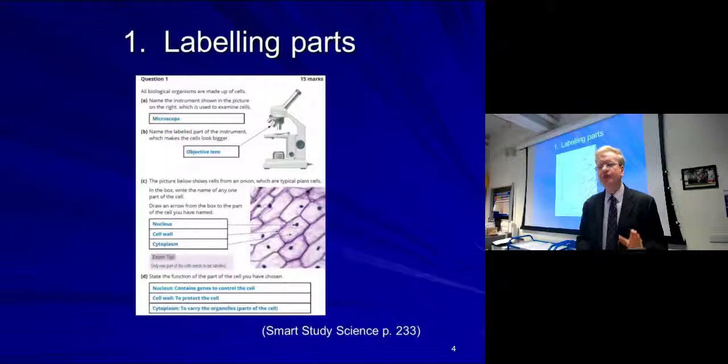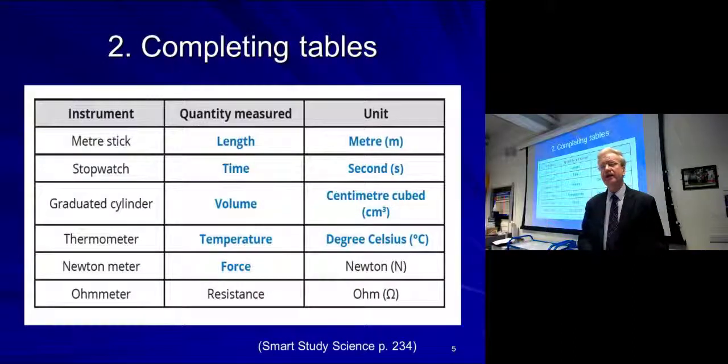There are a number of different categories. The first category is where you're simply asked to label parts of diagrams. As you can see there, labeling parts of the microscope, labeling parts of cells, and so on. The second type of question is where you're asked to complete tables. As you can see on the screen there, you were asked to give information about the units of various quantities.